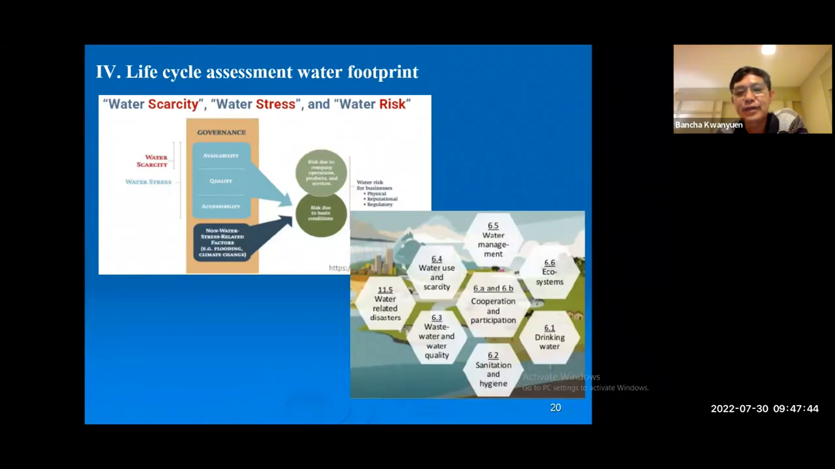And the other thing, on the topic related to this water footprint, we have many issues in the water domain: water and disaster, and actual issues with drinking water, sanitation, waste, ecosystem, water management, and water use, the whole process.